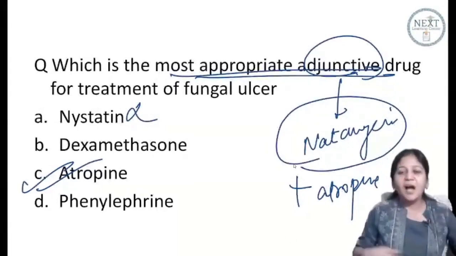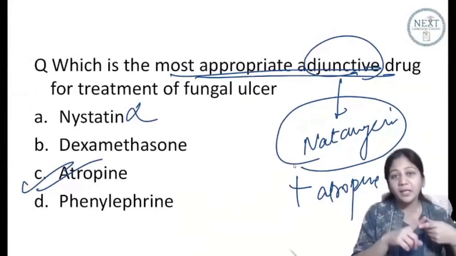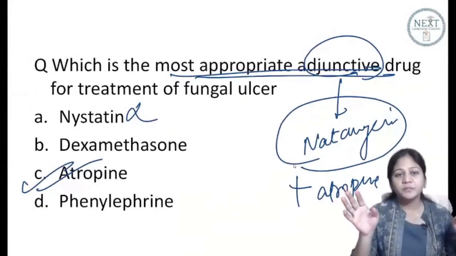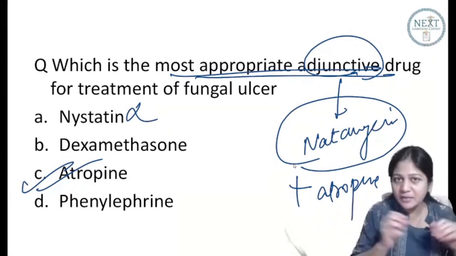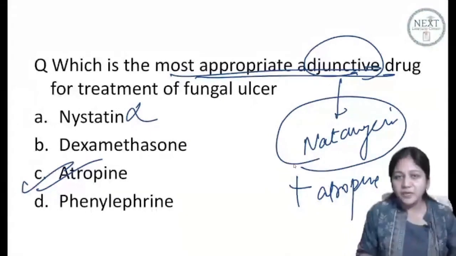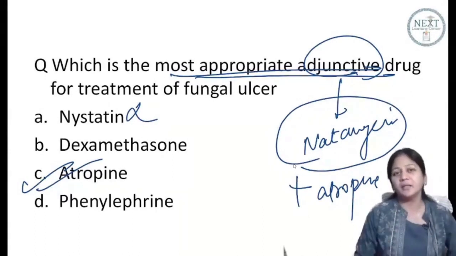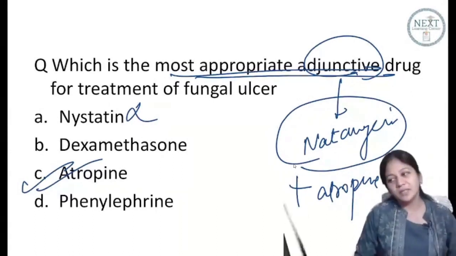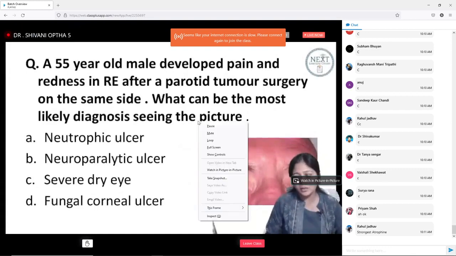Okay? What you are saying, Dr. Priyam, is that you have already given natamycin, so what will you do now? First let it happen that natamycin does not work. If natamycin is not working efficiently along with atropine, then you can start with nystatin. Okay? Again, it's an expected question this year, guys. So what is happening here? Read the question well.